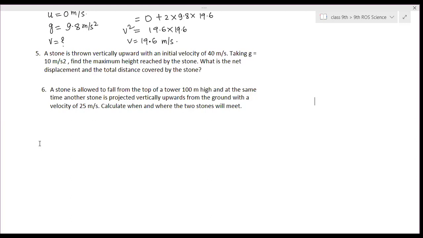A stone is allowed to fall from the top of a tower 100 meters high. At the same time, another stone is projected vertically upwards from the ground with a velocity of 25 meters per second. Calculate when and where the two stones will meet. Okay, now we have to calculate this.